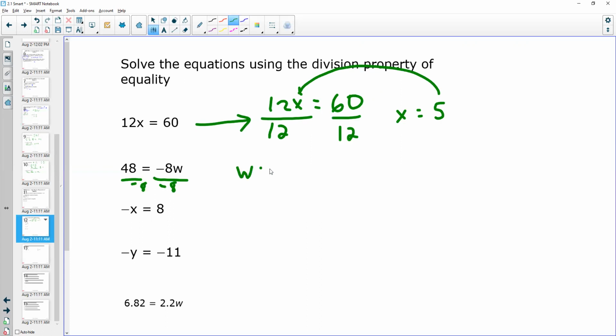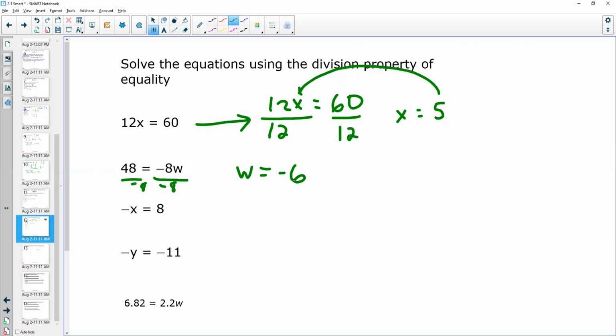48 divided by -8 is -6. -8 times -6 is positive 48. The next one is weird looking. Here's the thing. Whenever it's possible, we want the value of the variable that we're using to be positive.